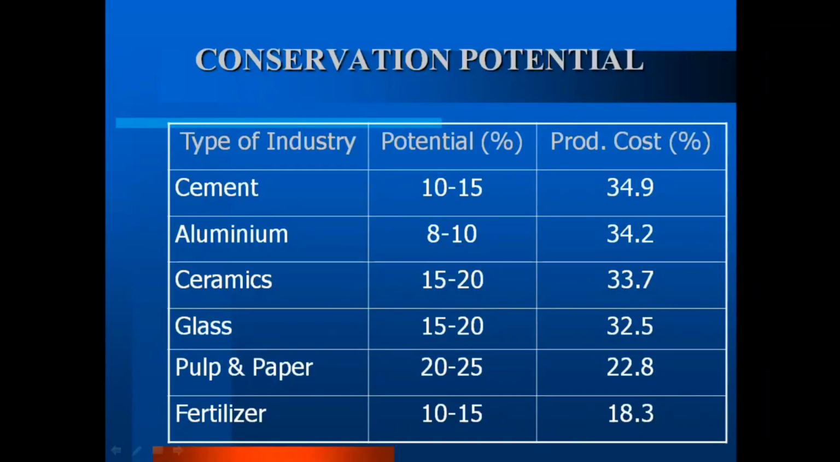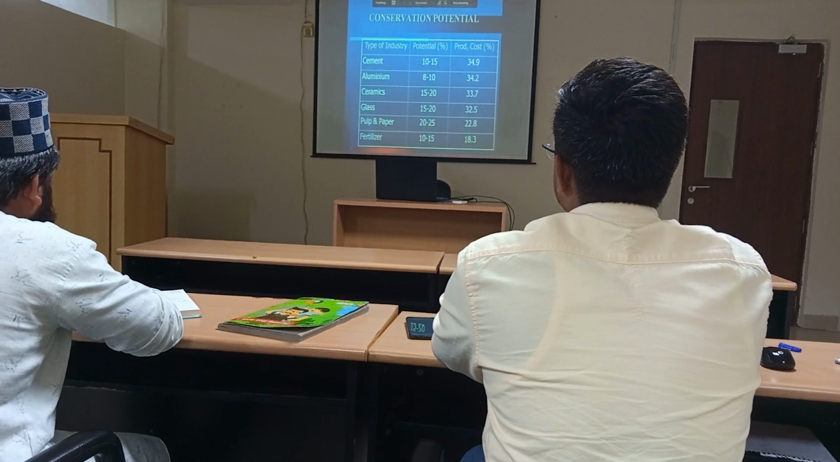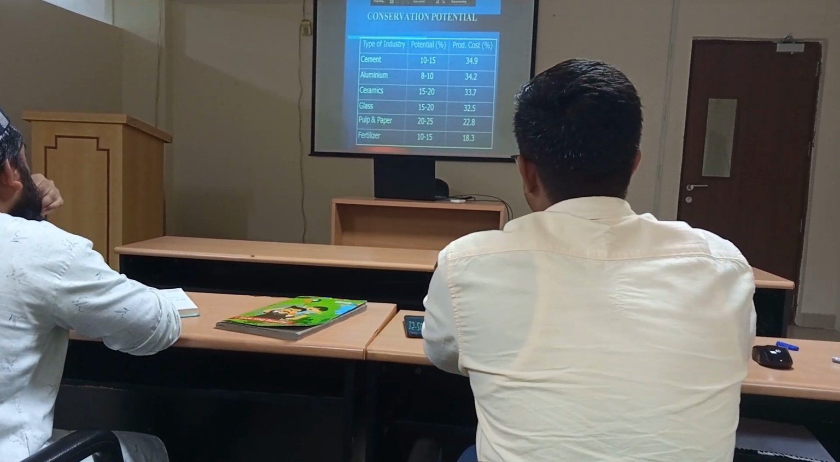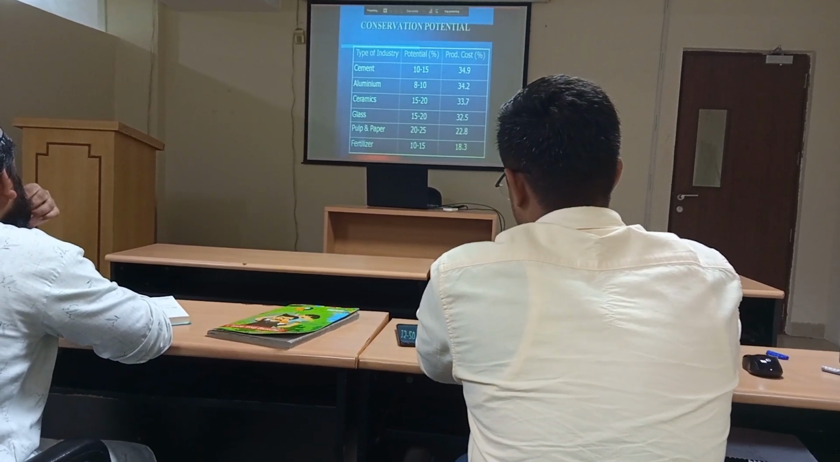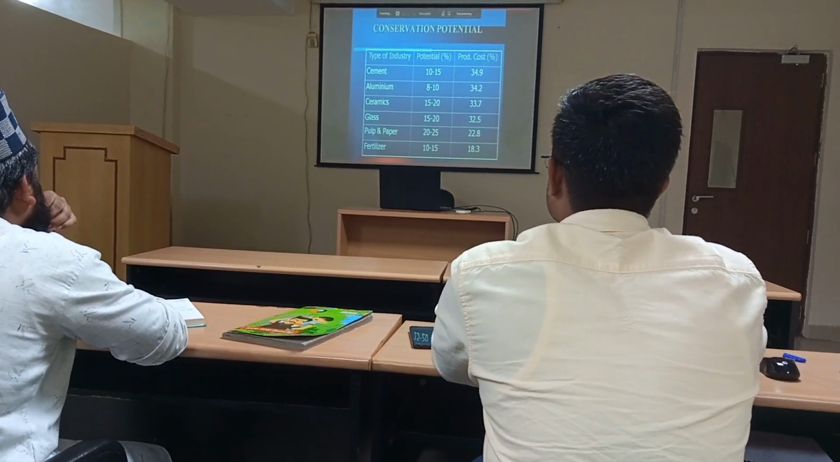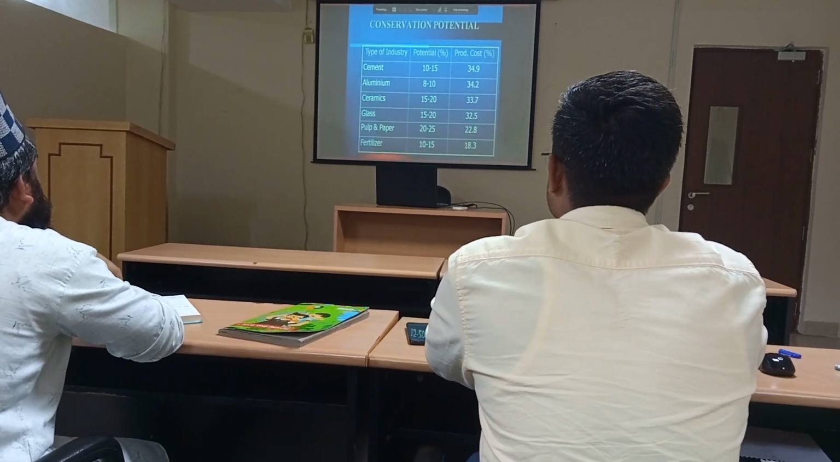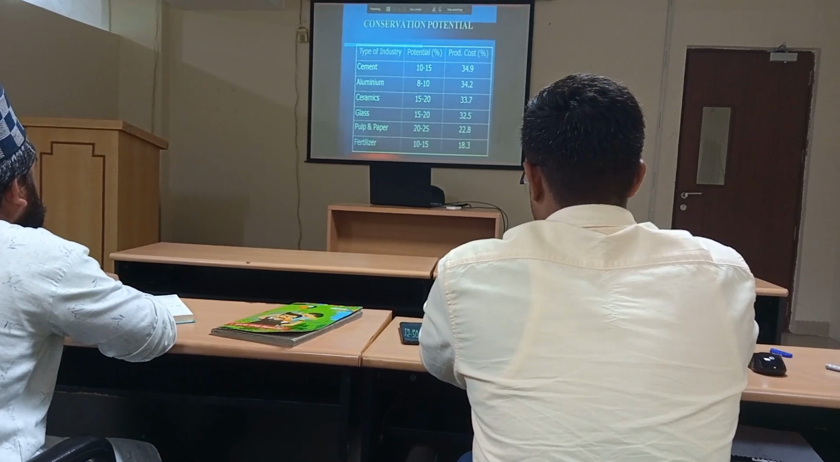Now this is the conservation potential of our different energy intensive industries. For example, in the cement industries, potential of the saving will be around 10 to 15%, which comes out to be 34.9% of the production cost. In aluminum industries, it is 8 to 10%, which is 34.2% of the production cost. Then ceramics, it is 15 to 20%, and production cost will be 33.7%. In glass, it is 15 to 20 and 32.5%. Pulp and paper, it is 20 to 25% potential, then total production cost will be 22.8%. Fertilizer, it is 10 to 15 and 18.3% is the production cost.